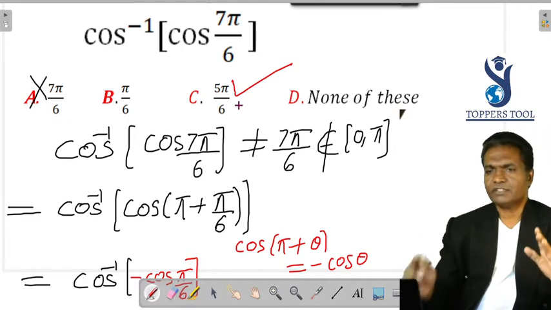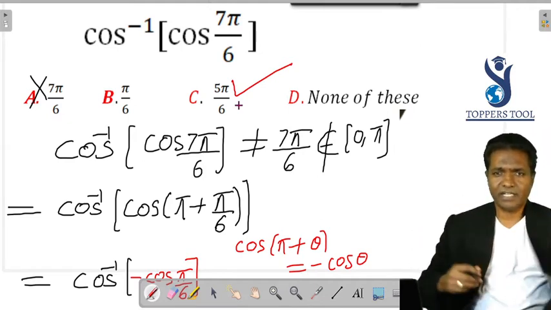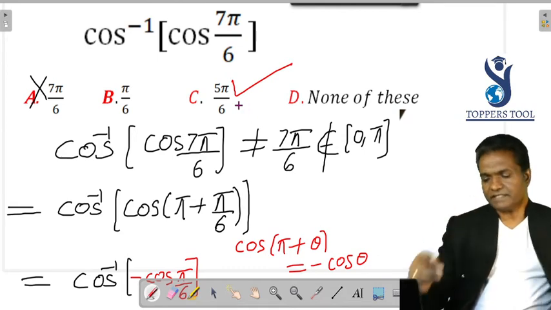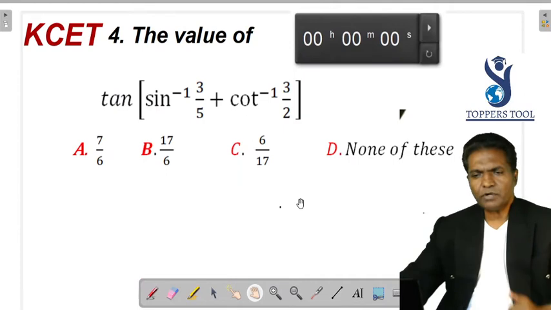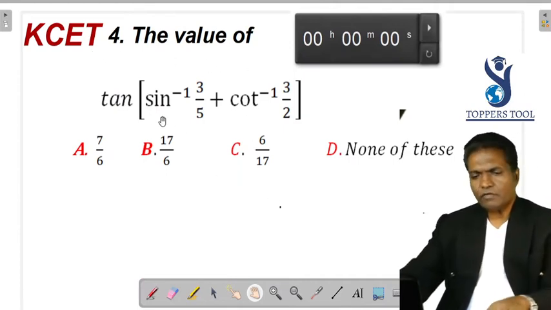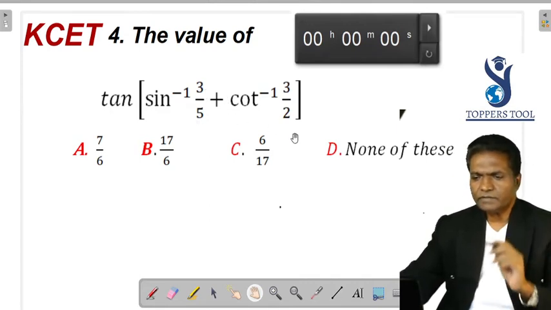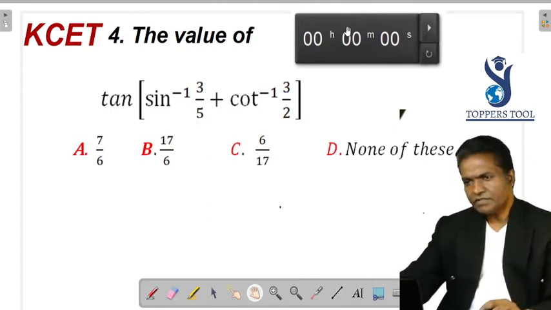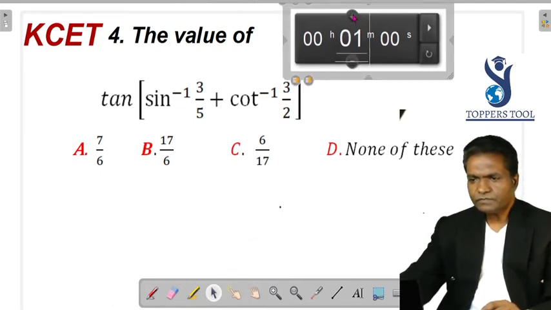So in mathematics you need to work. If you work, definitely you will get the correct result, if you are good at basics. So let's have another. Here is one more question. The value of tan of sine inverse of 3 by 5 plus cot inverse of 3 by 2 is how much? So your time starts now.